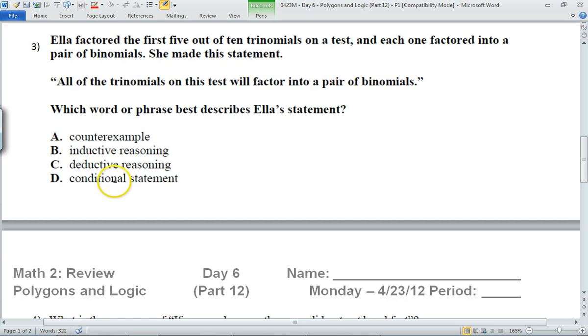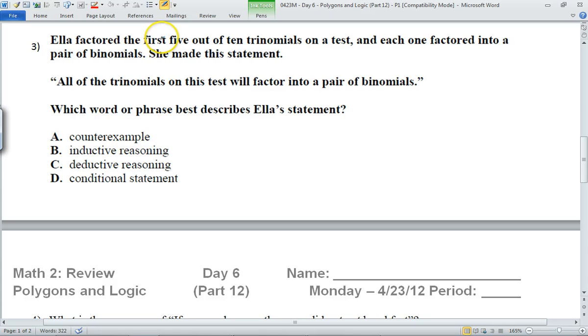Hold up fingers for me on this one. Hold up one finger for counterexample, 2 fingers for inductive reasoning, 3 fingers for deductive, and 4 fingers for conditional statement. Show me on your fingers right now what you think is the answer to this question. People that are watching this video in another class, you hold up your fingers right now as well. Keep them up. Collecting data. Okay, put them down. I sort of saw a combination of B's and C's. Half of you guys were saying inductive and half of you were saying deductive.